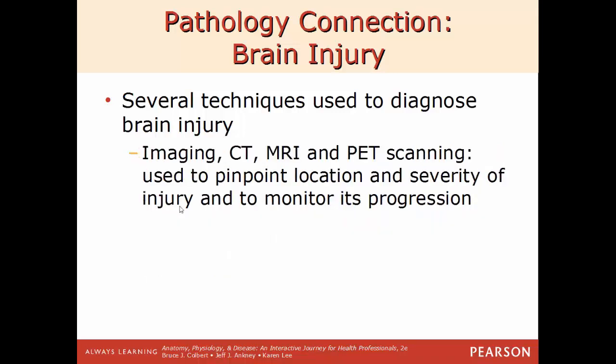There are also some imaging techniques that can be used to diagnose brain injury. CAT scans, MRIs, PET scanning. These are used to pinpoint the location and severity of an injury and to help monitor its progression.